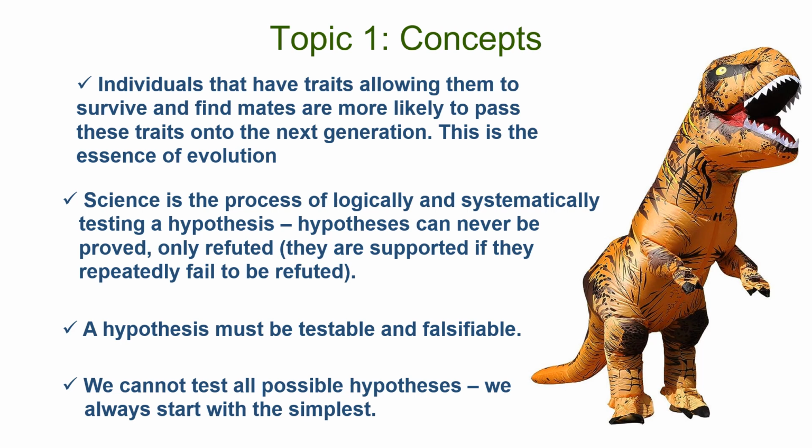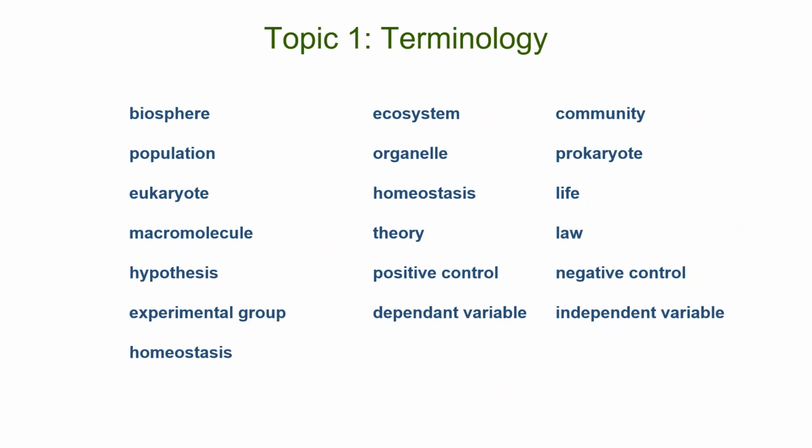And then you do your experiment, and if it doesn't prove it wrong, then bravo, you've had a bit of support for your hypothesis. And then you go and design a different experiment that could possibly prove it wrong in a different way. A hypothesis has to be testable and falsifiable. So again, if I say that there's aliens on the other side of the galaxy, I can't test that. I can't falsify that. That is a useless hypothesis. We can't test all hypotheses, so we have to start with the simplest, and if that doesn't work, then we can get more complicated.